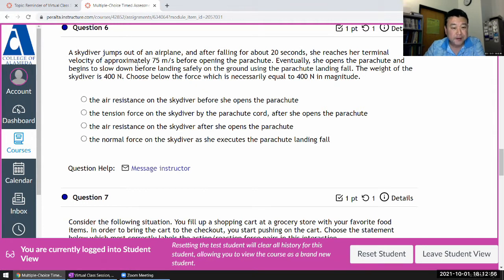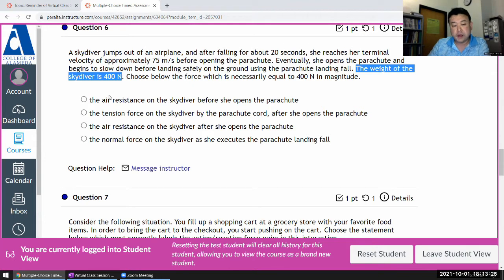Okay, a skydiver jumps out. After falling for 20 seconds, she reaches a terminal velocity of 75 meters per second before opening the parachute, which slows her down. Weight is 400 newtons, so 40 kilograms, okay. Just below, the force, which is necessarily equal to 400 newtons in magnitude. Oh yeah, there are going to be a lot of those. So this is saying the gravitational force on the skydiver is 400 newtons, okay.